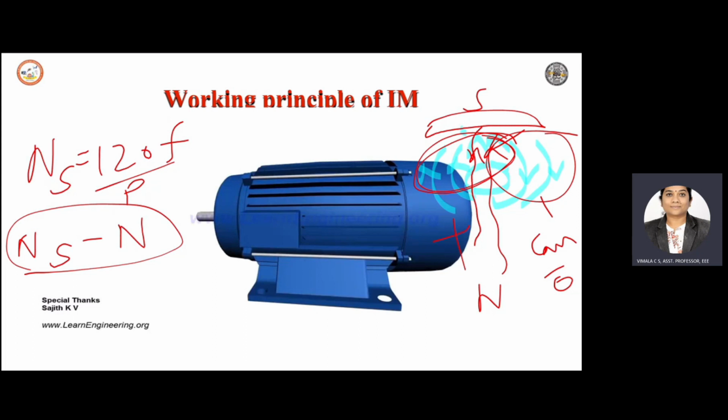Can we have N equal to Ns? If the rotor catches up to the synchronous speed, then the relative speed is zero, which means eventually the motor will stop. So N should always be less than Ns. Since it is less than Ns, we call it the subsynchronous speed of the rotor. N is the subsynchronous speed of the rotor, and Ns is the synchronous speed.